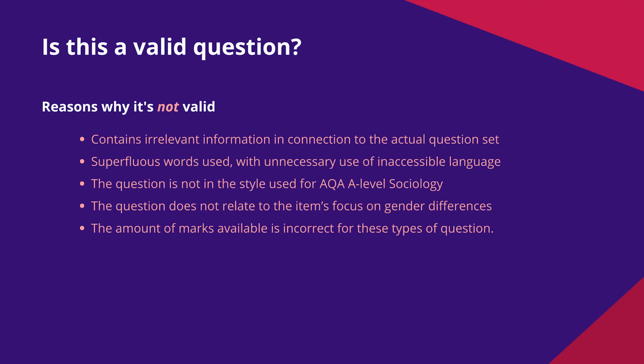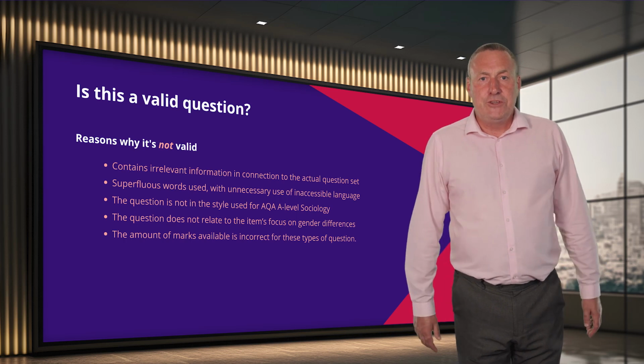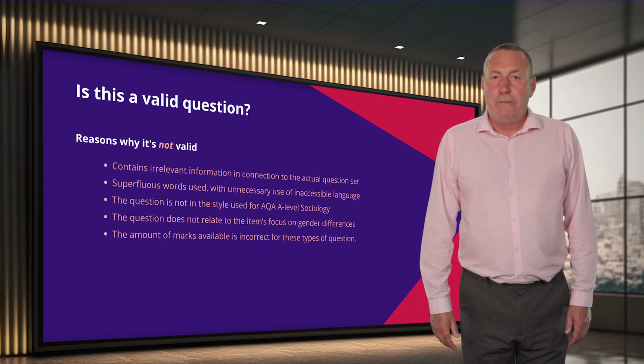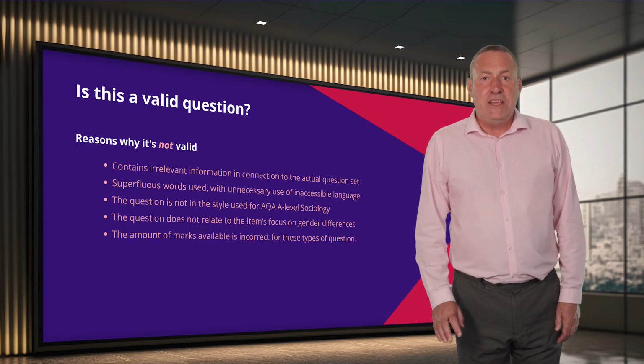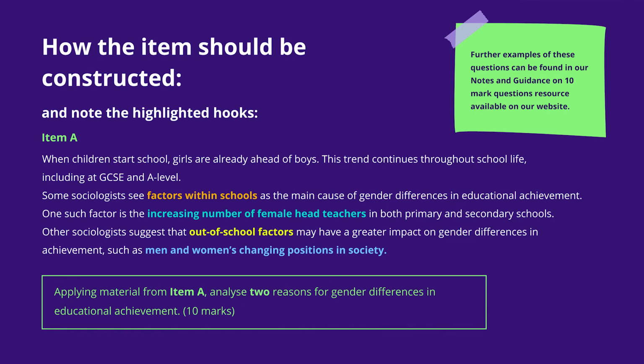The item needs to be rewritten so that it is accessible to all students. There should be hooks included that prompt students to respond appropriately to the question. The question itself should use the correct command word, as well as focusing on gender differences and interactions within a classroom setting. That means matching up with the material that's in the item. It should read something like this: apply material from item A, analyse 2 reasons for gender differences in educational achievement. That would be, of course, worth 10 marks.